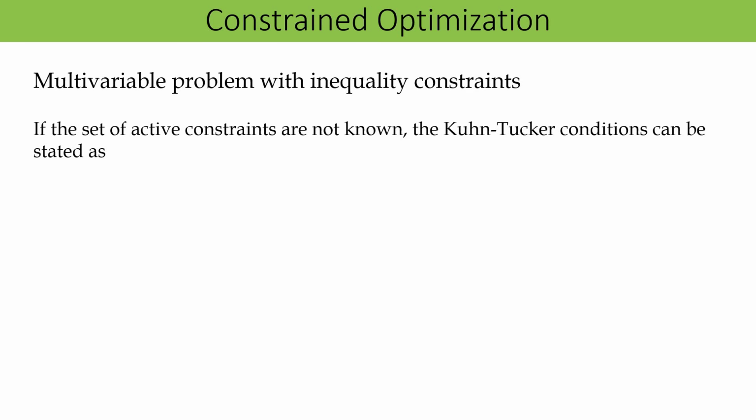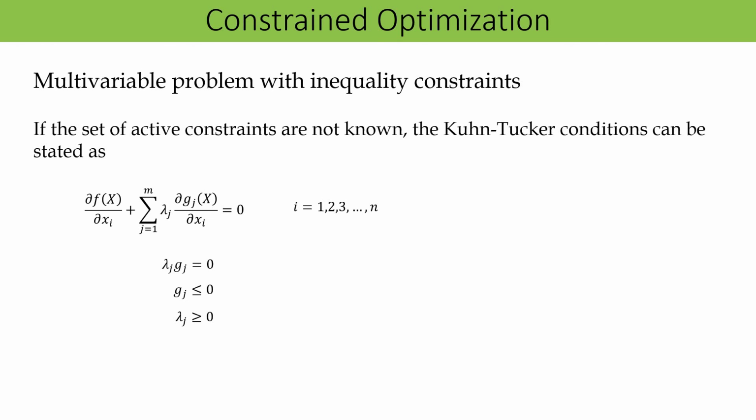Now the question is that suppose I have given you some constraints. Now it is very difficult to know which are actually active constraints and which are non-active constraints. So if the set of active constraints is not known, then the Kuhn-Tucker condition can be stated like this. The partial derivative of the Lagrange function with respect to x_i should be 0. Then lambda_j z_j should be 0, then z_j should be less than or equal to 0, and lambda_j should be greater than or equal to 0. So this is the Kuhn-Tucker condition if the active constraints are not known. So I have to consider this condition.